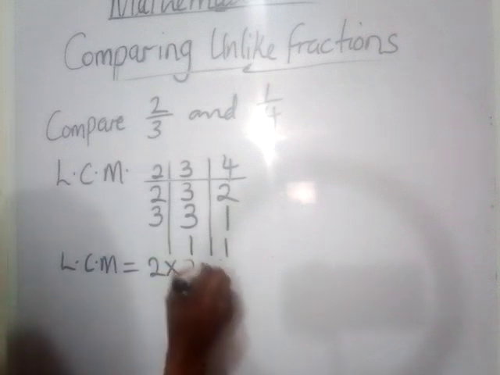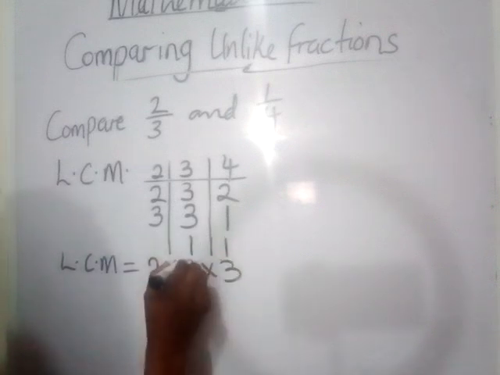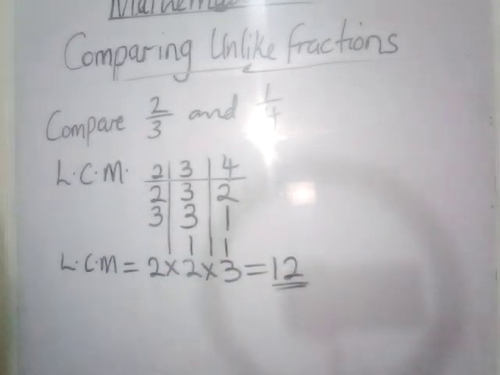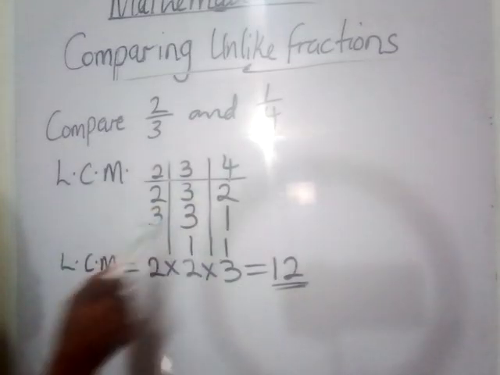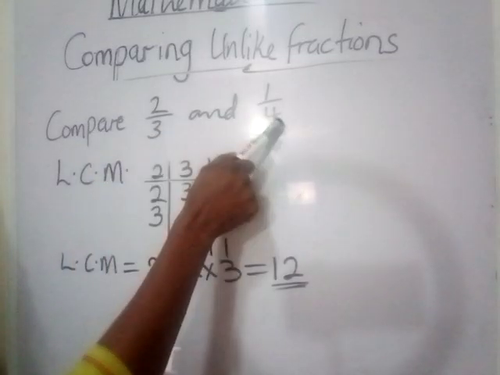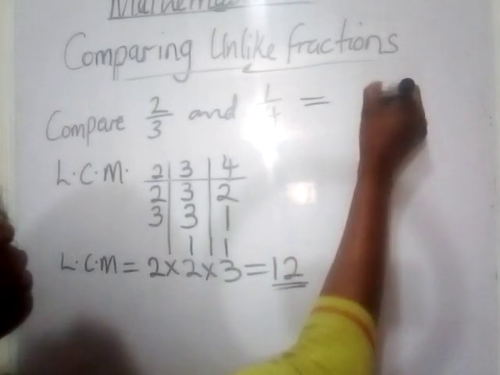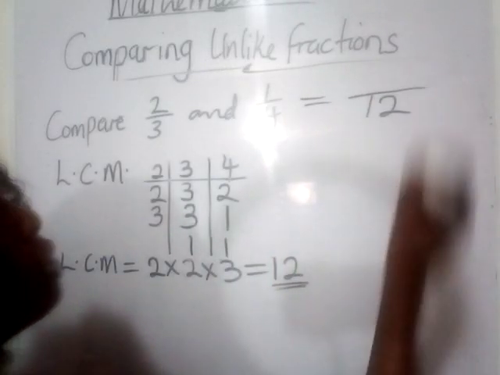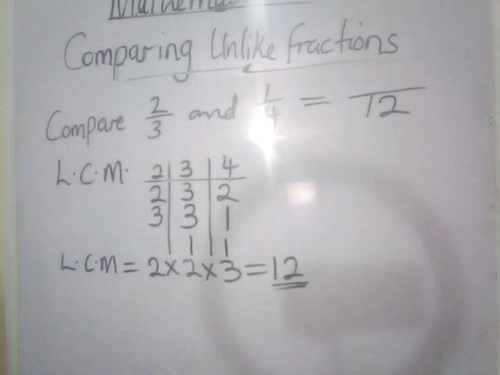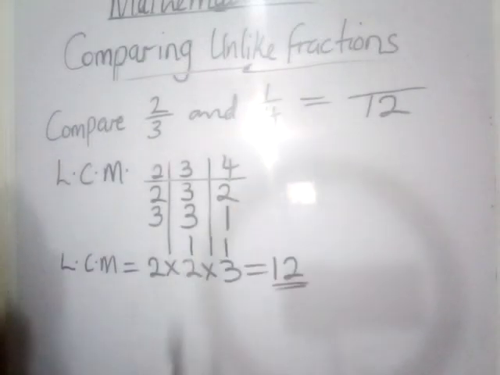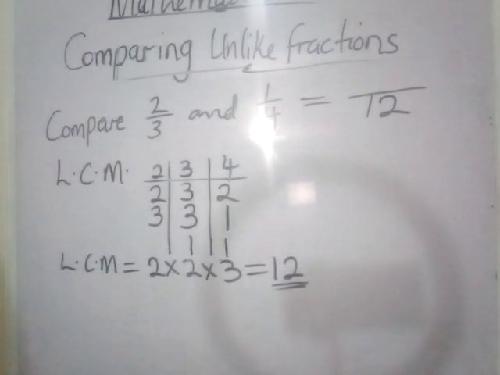2 times 2 times 3, and that is 12. Okay, now you see that without going through this process, you could have just said 3 times 4, and that would have given you 12, right, as your new denominator. Remember, the LCM we worked out here is going to become the new denominator for the two numbers.